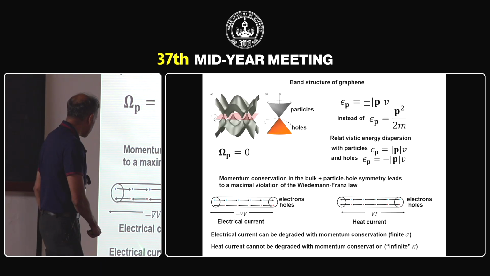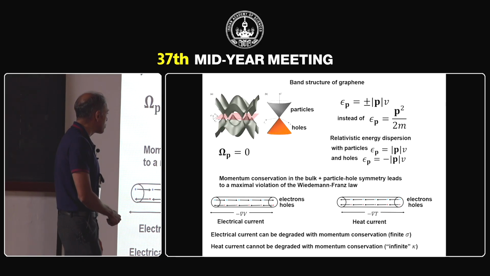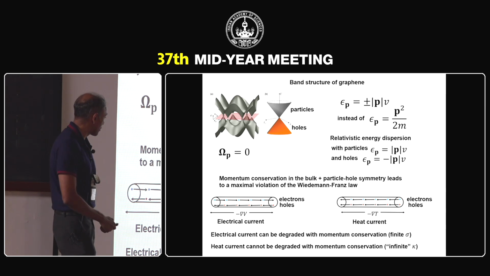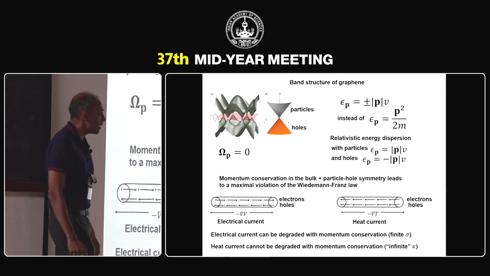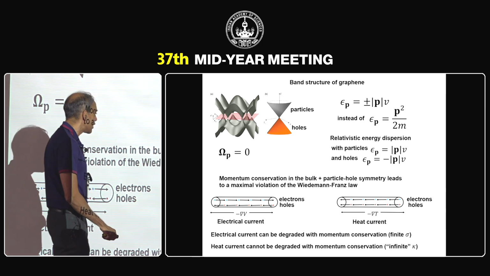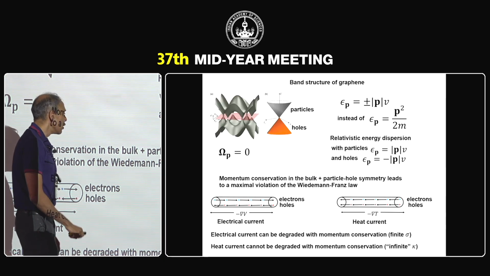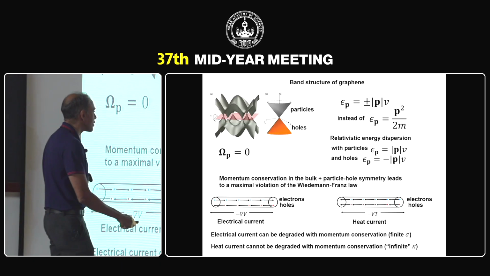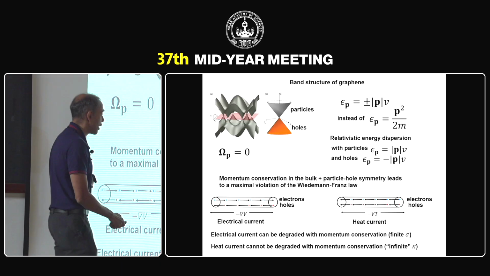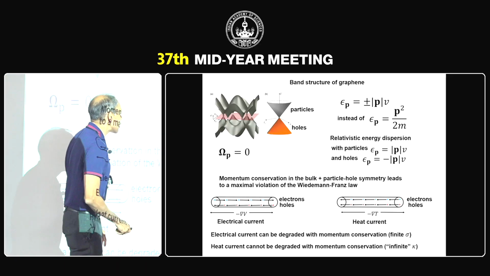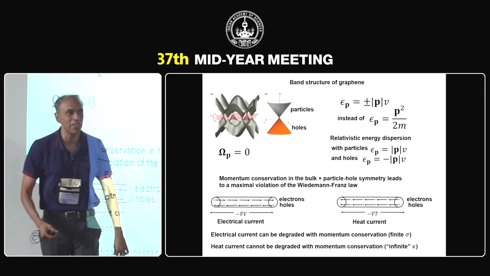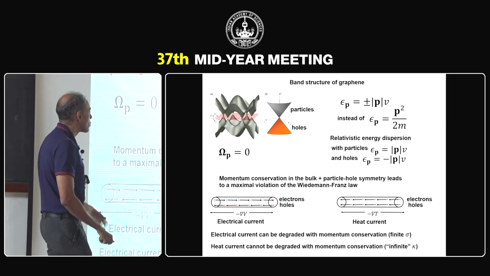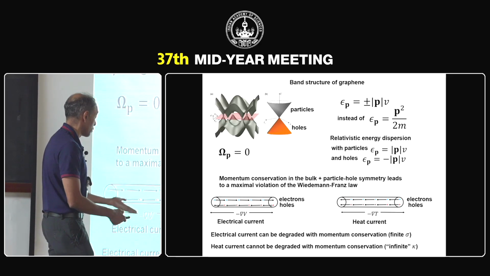And so if you switch off the electric field now, you can in principle degrade this current while keeping the total momentum equal to 0, because momentum has to be conserved, by degrading these individual currents, and so you can get a finite electrical conductivity. On the other hand, if you set up a temperature gradient to get a heat current, then it turns out that the electrons and holes have to move in the same direction. And now if you turn off the temperature gradient but the momentum has to be conserved, there really is no way of degrading this current. So in principle, you get an infinite thermal conductivity.